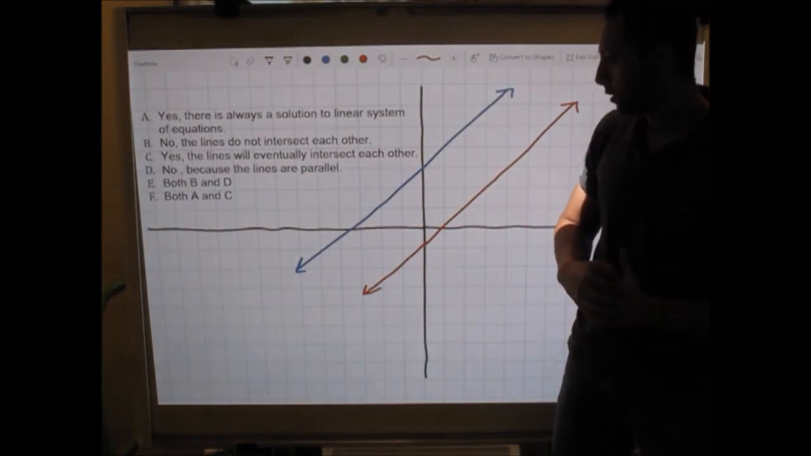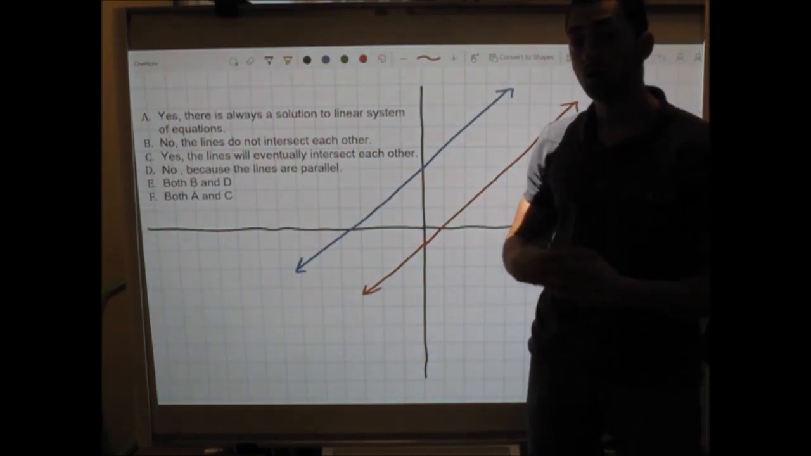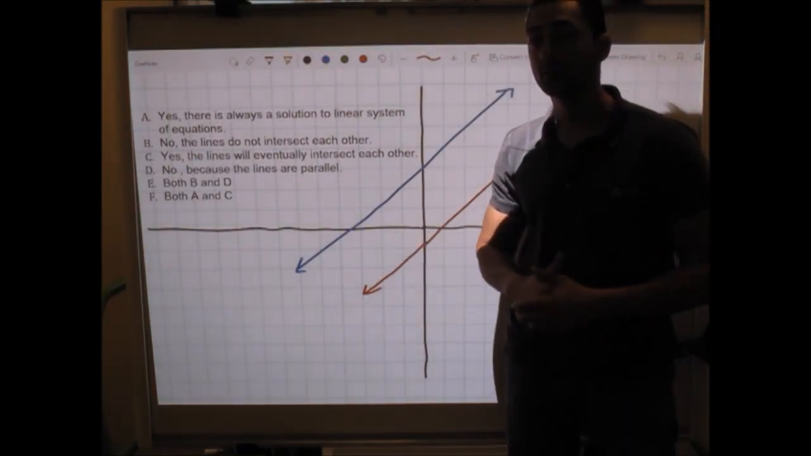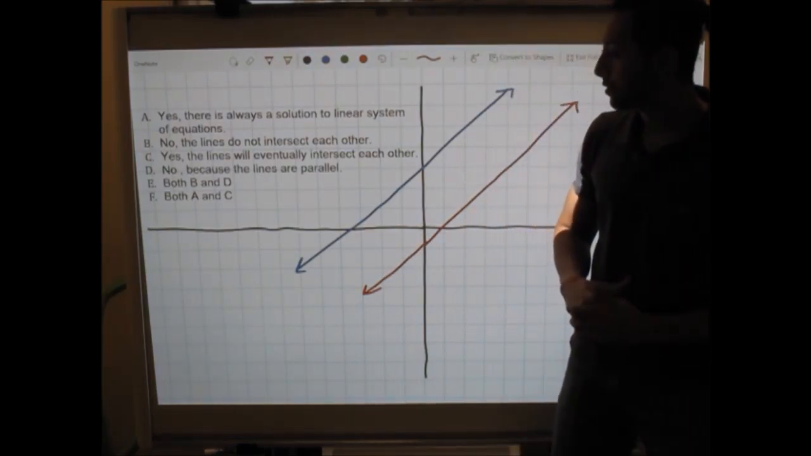Now let's look at D. No, because the lines are parallel. D is also correct because the lines aren't going to intersect each other since they're parallel, so hence there would be no solution. So let's look at E.